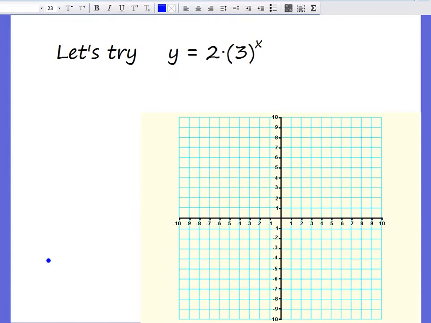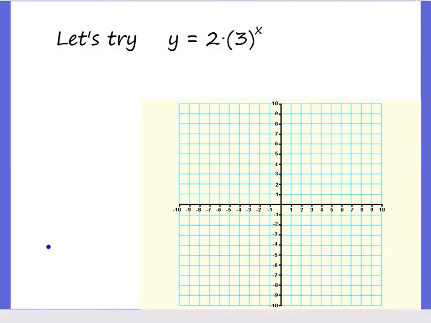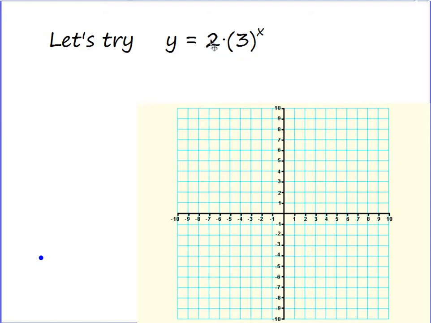Let's take a look at our next graph. This time, let's try y equals 2 times 3 to the x power. We're going to switch those values around and see what happens. First of all, we know that because 2 is our initial value, in a situation like this, that's going to be our y-intercept. I could also substitute 0 in for x and get a value of 2 in return. So I know I have the point (0, 2).